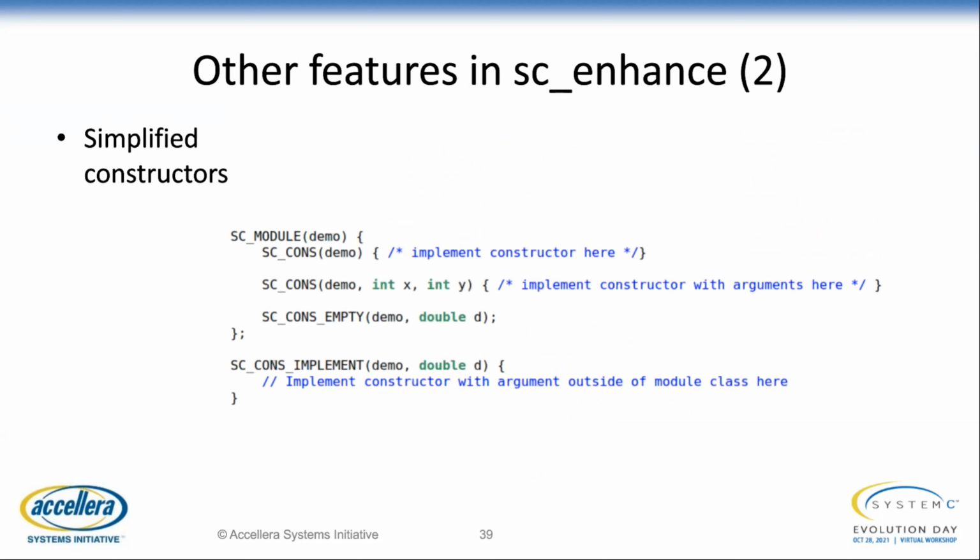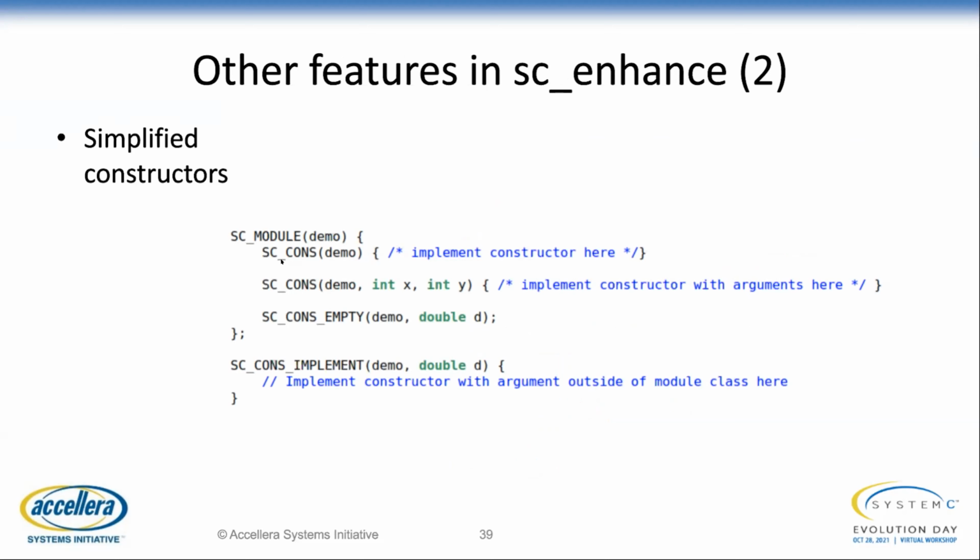Other features: simplified constructors. What I noticed in SystemC is that when you define the constructor of an SC module, you have to pass it an SC module name argument, and then you have to call the constructor of SC module and forward that argument name to it. This is verbose, and it can be tedious to write by hand all the time, and it might be easier to just have a macro that does that behind the scenes.